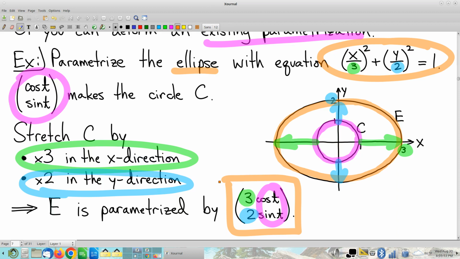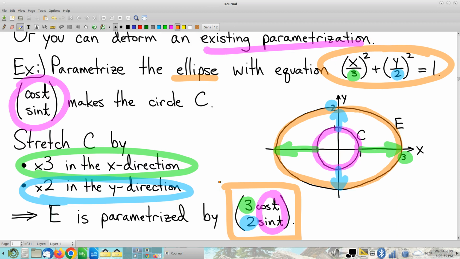If instead of x over 3, it's something like x minus 2 or x plus 1, then that's going to be translations instead of stretches. So yeah, there's a bazillion examples, but something analogous to this. Is that cool? Okay. Everybody happy?